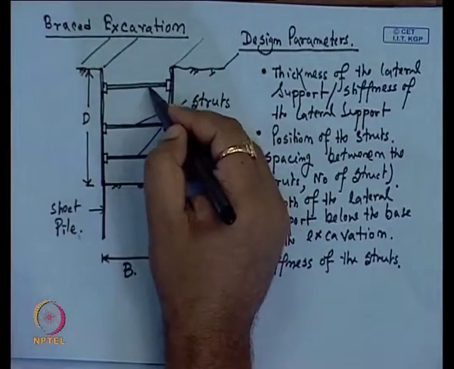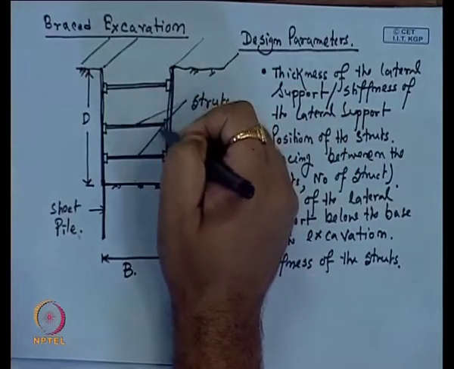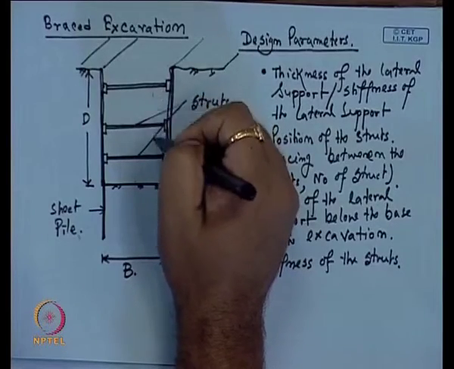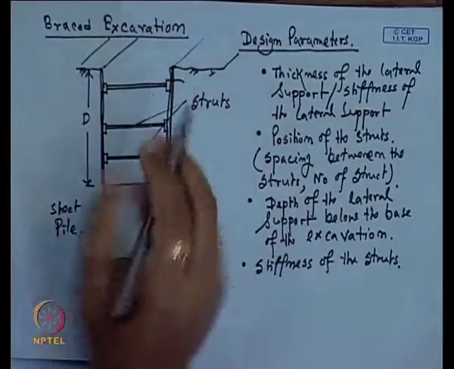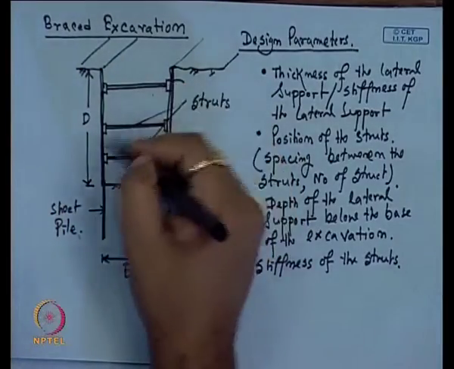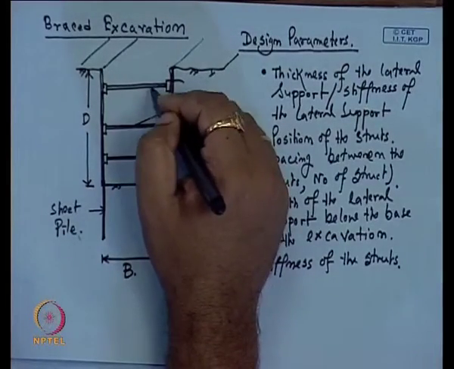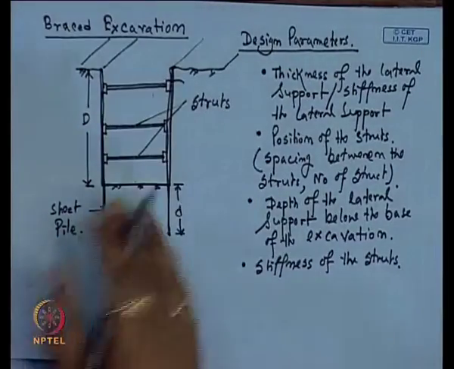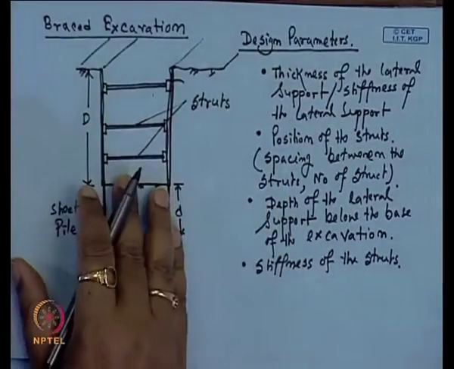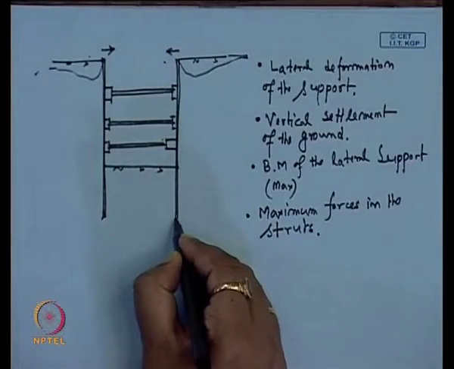So, these struts are provided at certain intervals. One is the vertical spacing between two struts. Another is that, because the wall is continuous but these struts are not continuous, they are placed at certain intervals in the longitudinal direction also. So, this is the vertical spacing, and another is the horizontal spacing between these struts. We also have to take care of that during the design. So, these are the design things that we have to decide.